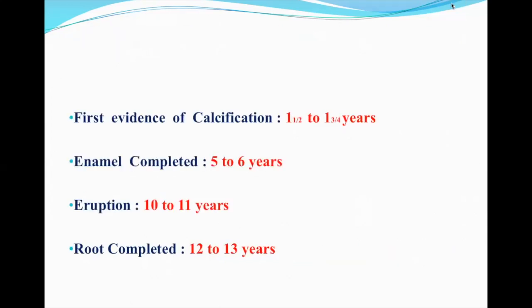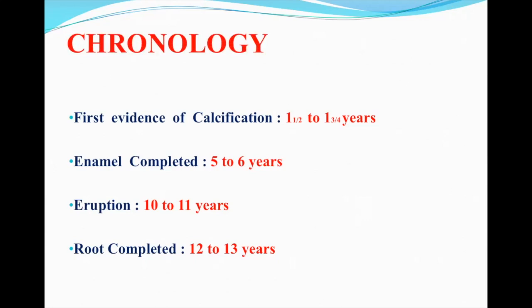The chronology. First evidence of calcification 1.5 years to 1.3/4 years. Enamel completion is at 5 to 6 years. Eruption 10 to 11 years. Root completed 12 to 13 years.